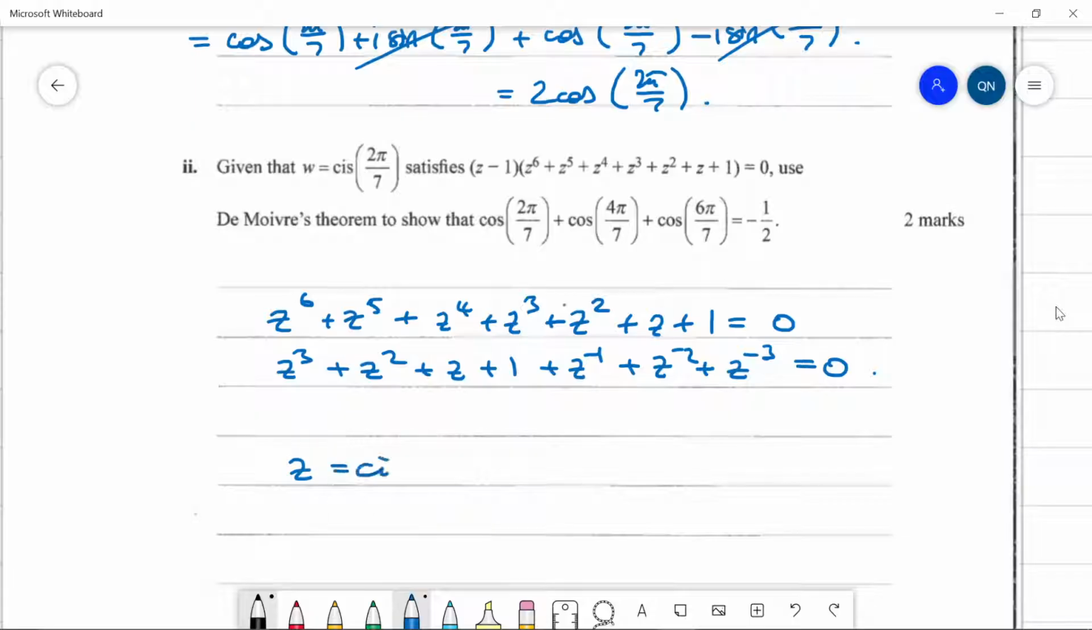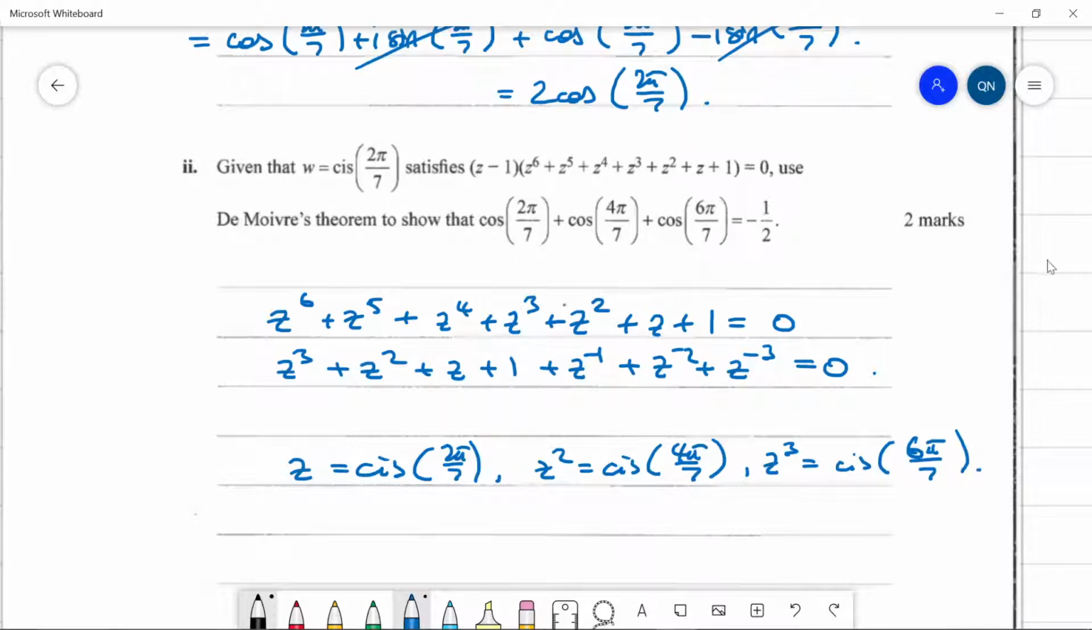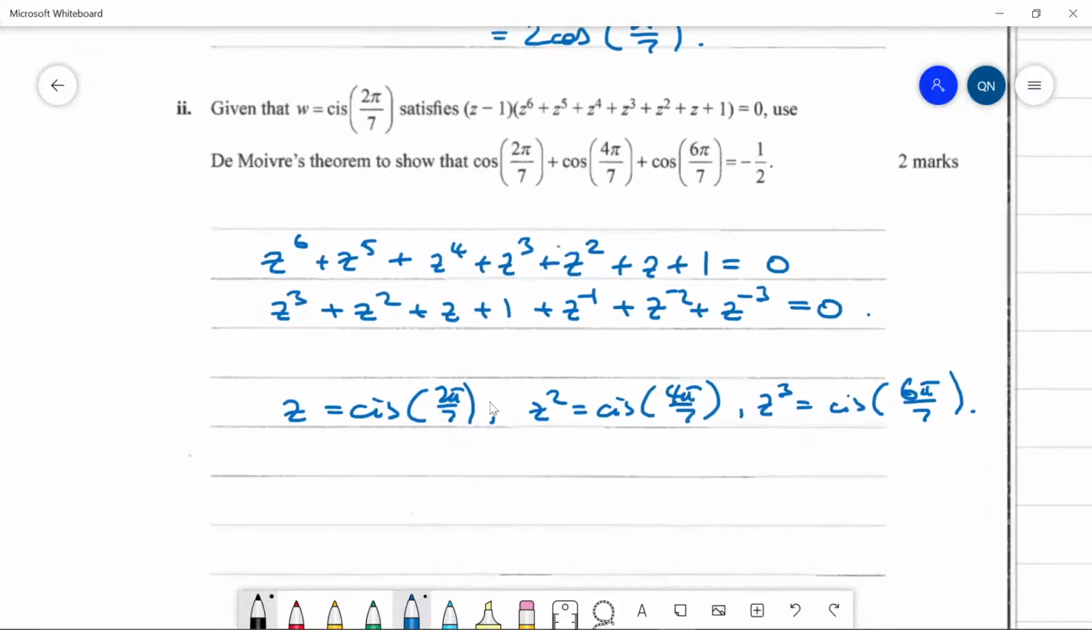So z first of all is cis of 2 pi on 7, and then you have z squared is cis of 4 pi on 7, and then z cubed is cis of 6 pi on 7. Right, so if you take a look at the sum over here, that's basically what we want: z plus z squared plus z cubed.